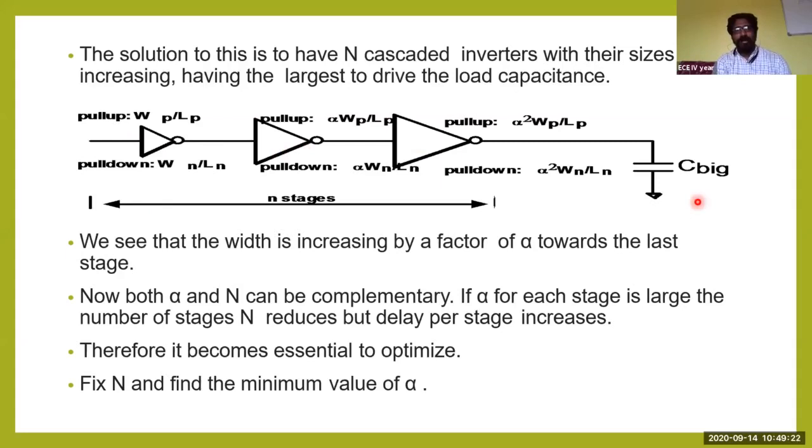So you should make a driver circuit depending upon the load size. Depending upon the load size, the number of inverters will be increased. So this is how you should make the connection of the driver circuit. Now we see that the width is increasing. The width of these transistors is increasing by a factor of alpha. Here it's only W, but here it's alpha W, and here it's alpha square W.